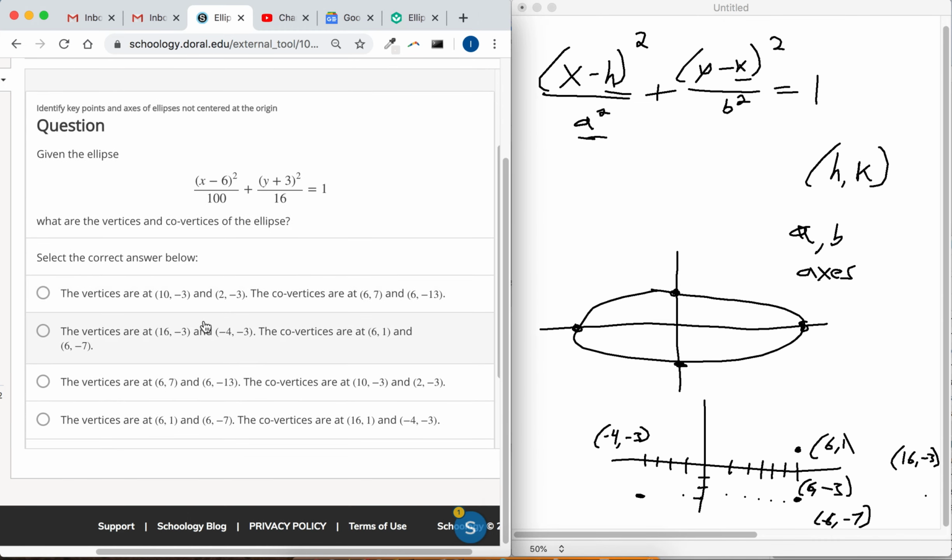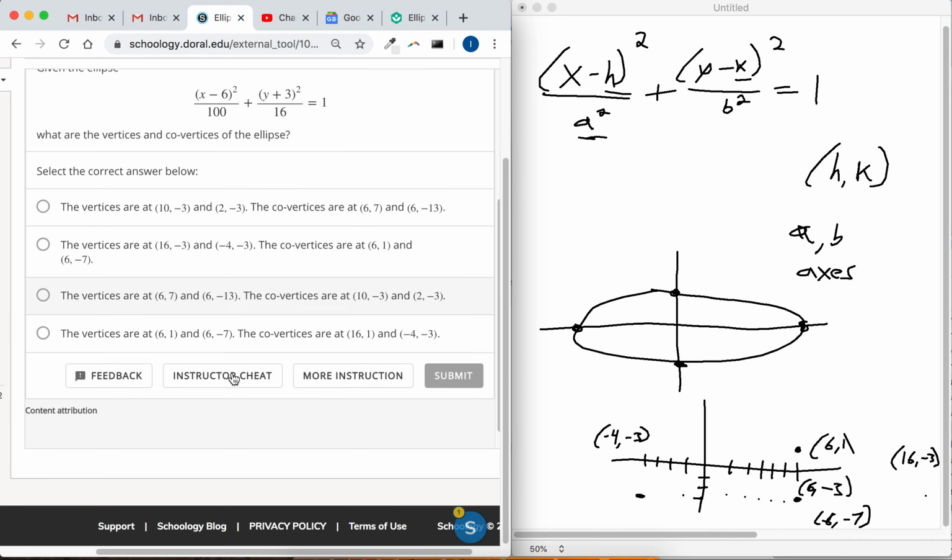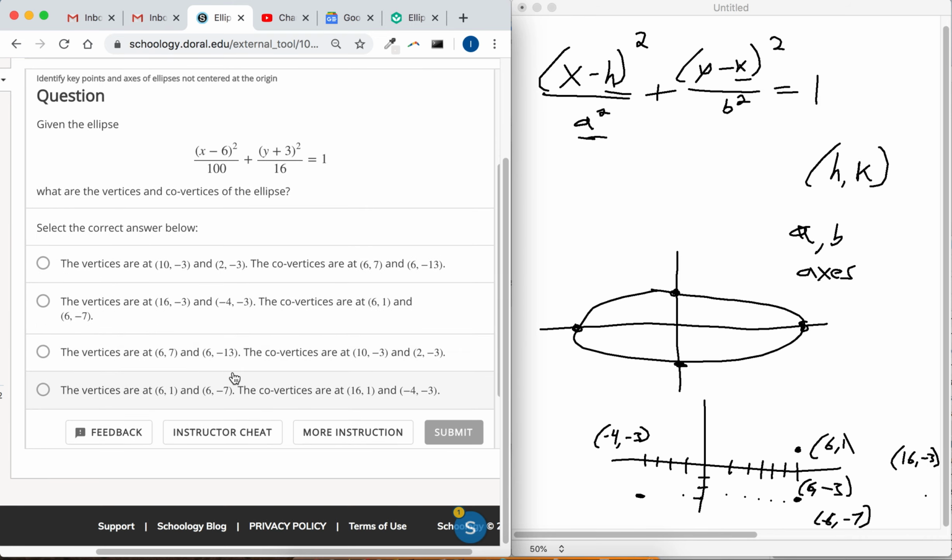So for the vertices, it should be negative 4 comma negative 3. That one's right. Negative 4 comma negative 3 and 16 comma negative 3. So the vertices are right there. And the co-vertices are 6, 1 and 6, negative 7. That's what we just said over there.